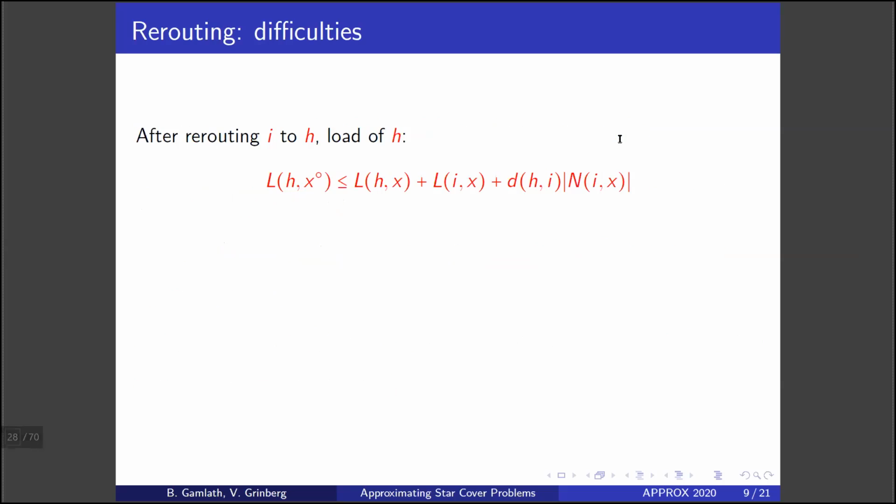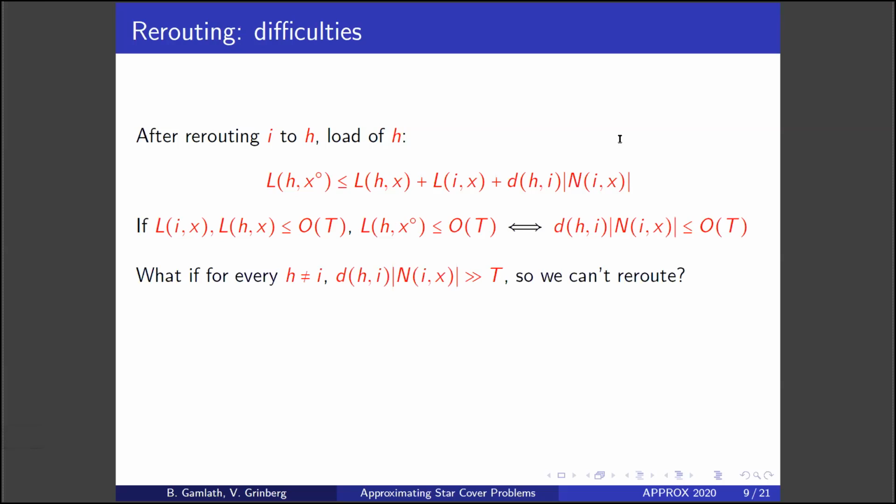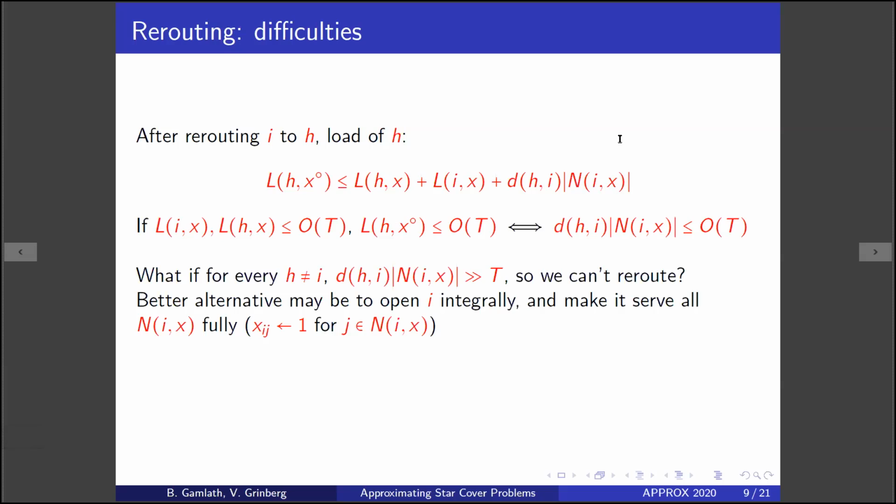There are some difficulties arising when we try to reroute facilities. It is clear that if the old loads of i and h are bounded, then the new load of h will be bounded too if and only if the ih distance times the number of rerouted clients is also bounded. However, what if we cannot reroute i to any other facility, since this value is substantially larger than the bound T? A natural idea is to try to open i itself and make it serve all of its clients fully. However, what if the integral load of i that we obtain by doing so is also large?